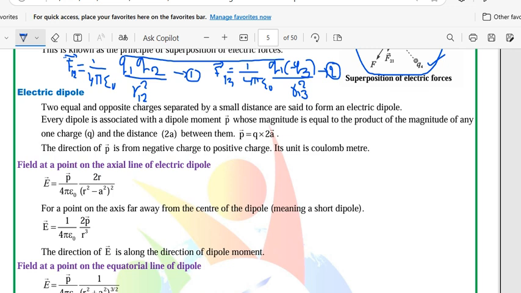The next first and foremost important concept is the electric dipole.